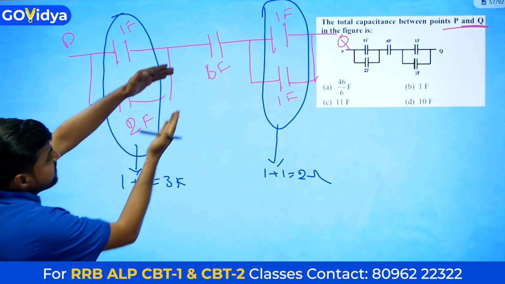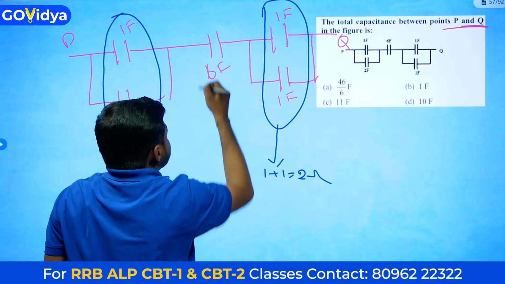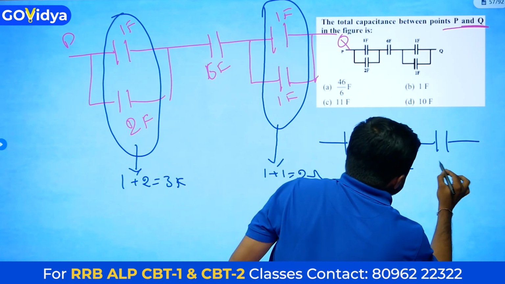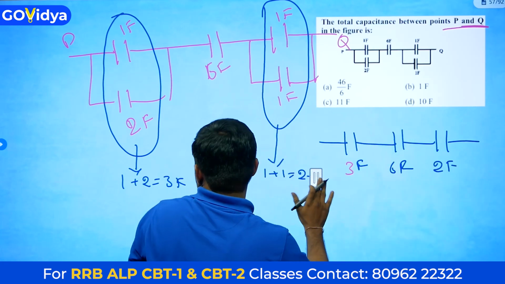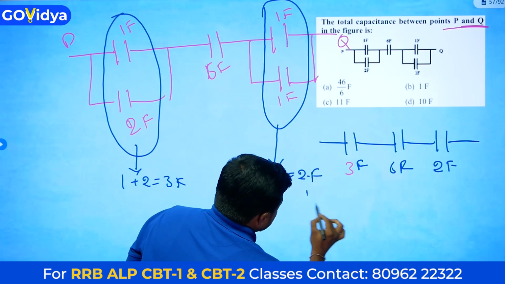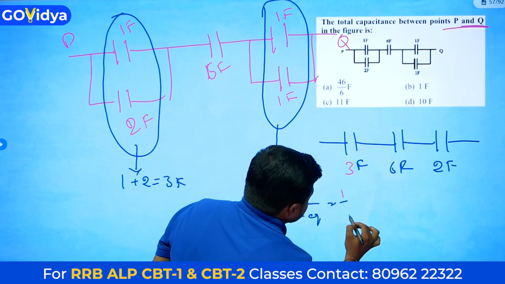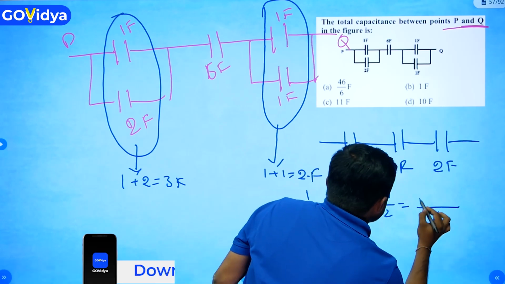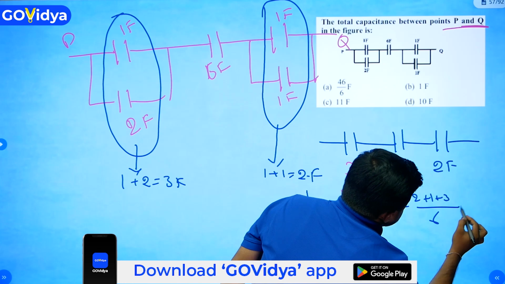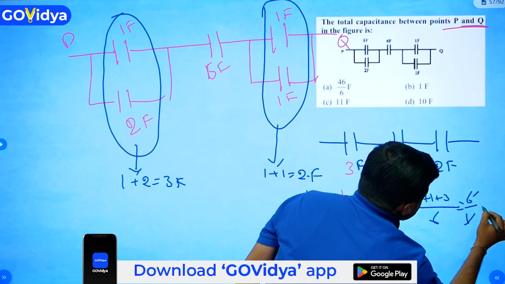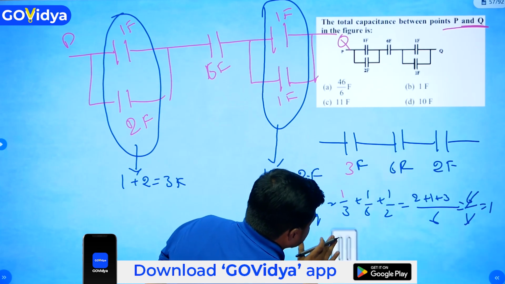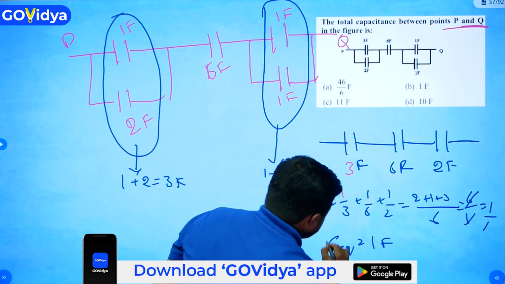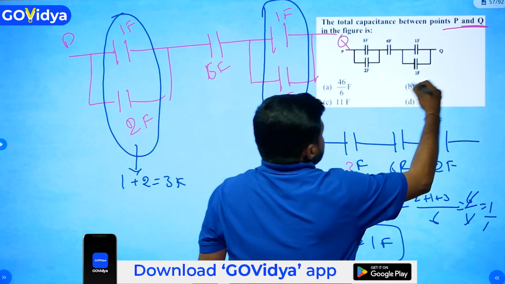This 3 farad, 6 farad and 2 farad are connected in series. Now 1 by C equivalent is equal to 1 by 3 plus 1 by 6 plus 1 by 2. LCM is 6. 2 plus 1 plus 3 is equal to 6 by 6, which is 1. C equivalent is equal to 1 by 1, that is 1 farad. From the options, option B is the correct answer.